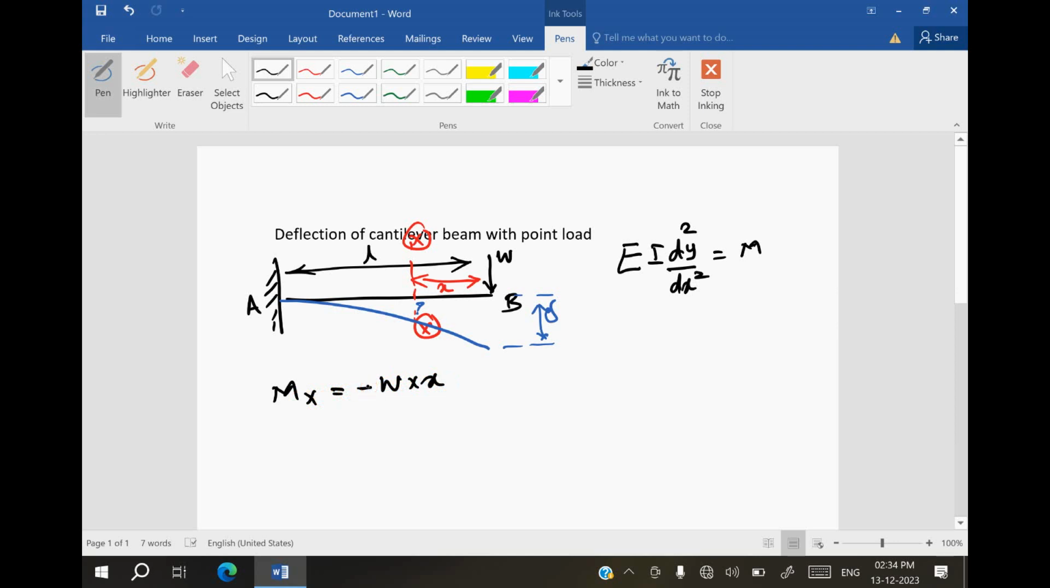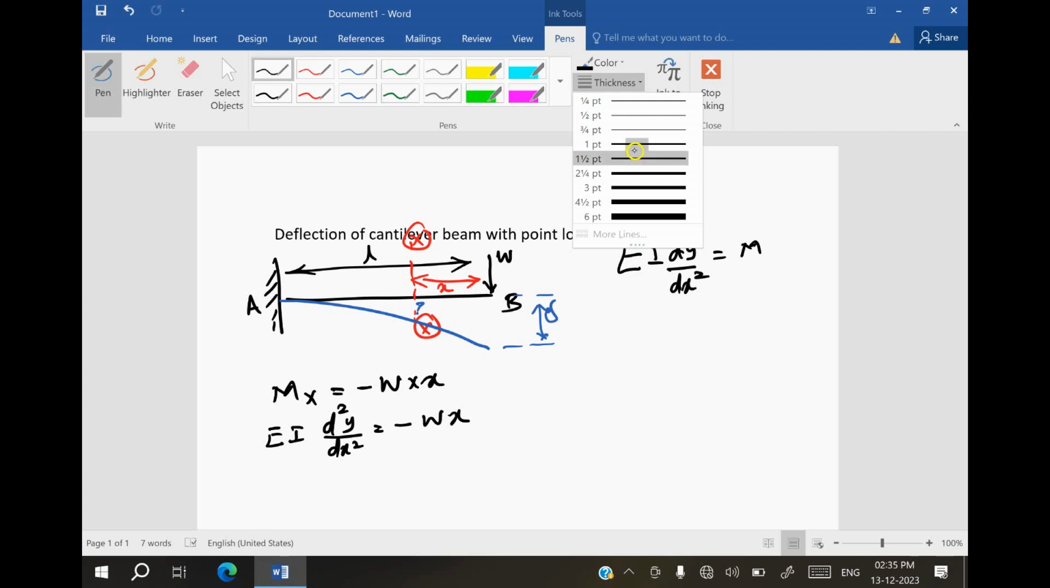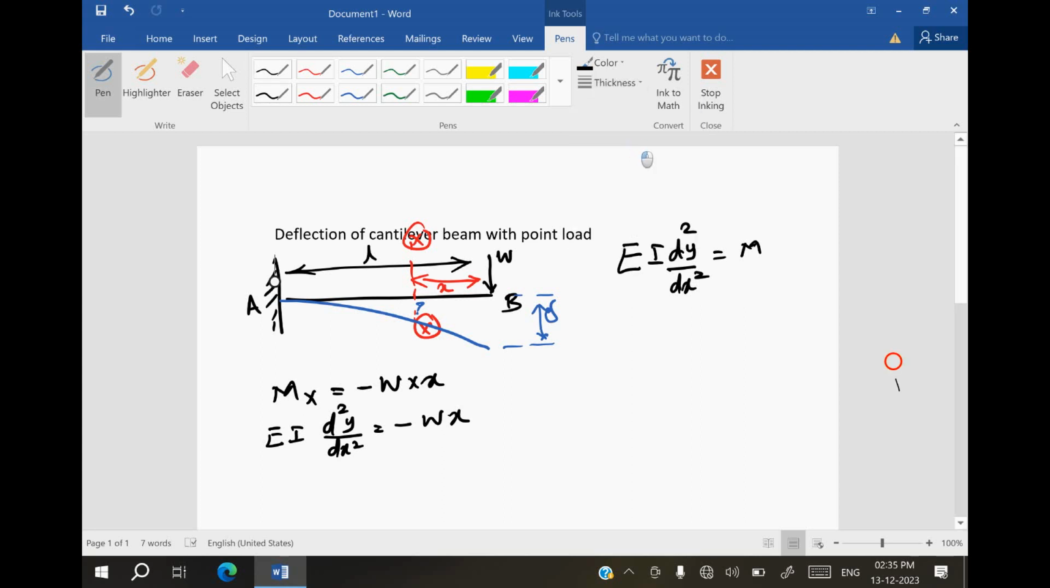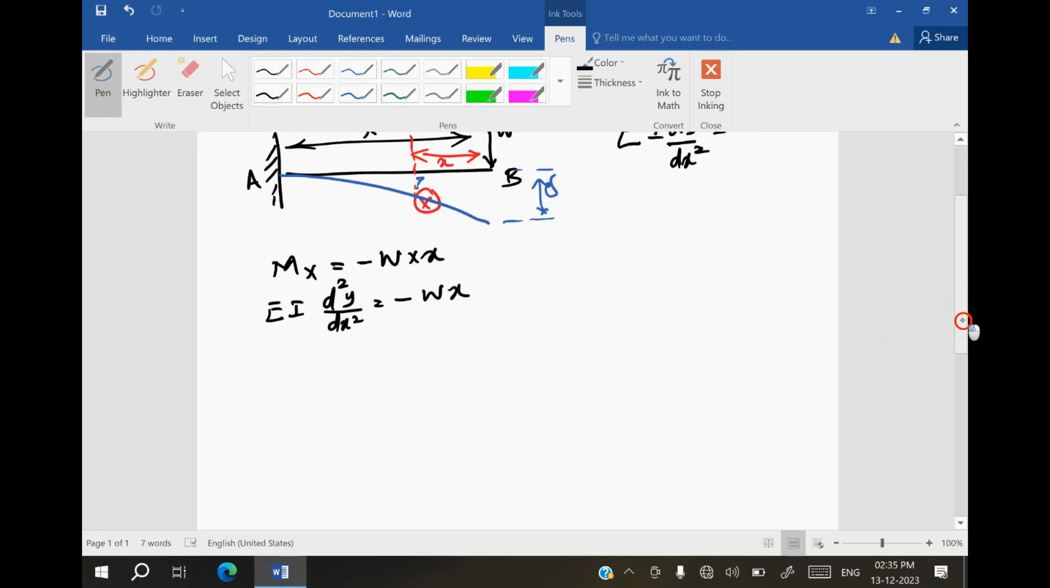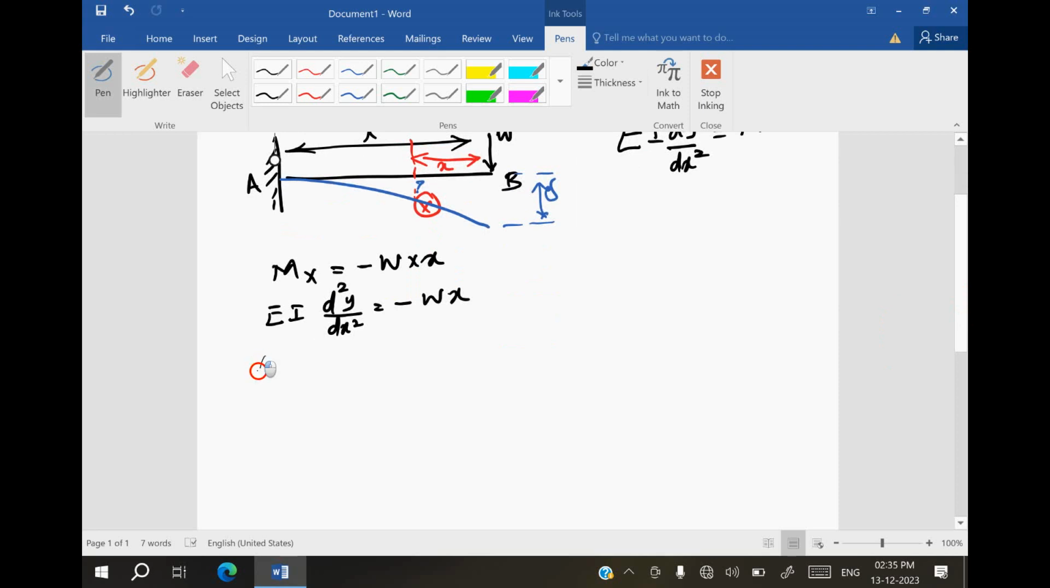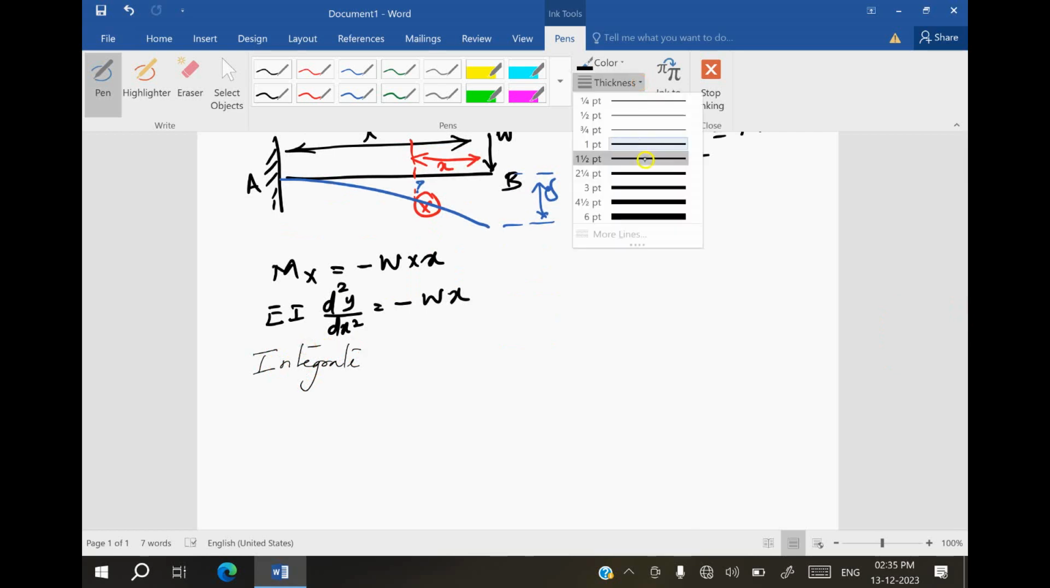Now let us equate these two equations. So now what can I write? I can easily write EI d squared y by dx squared is equal to minus Wx. Okay, this is what I have. Now let us try to integrate this. If I integrate it, what will happen now?